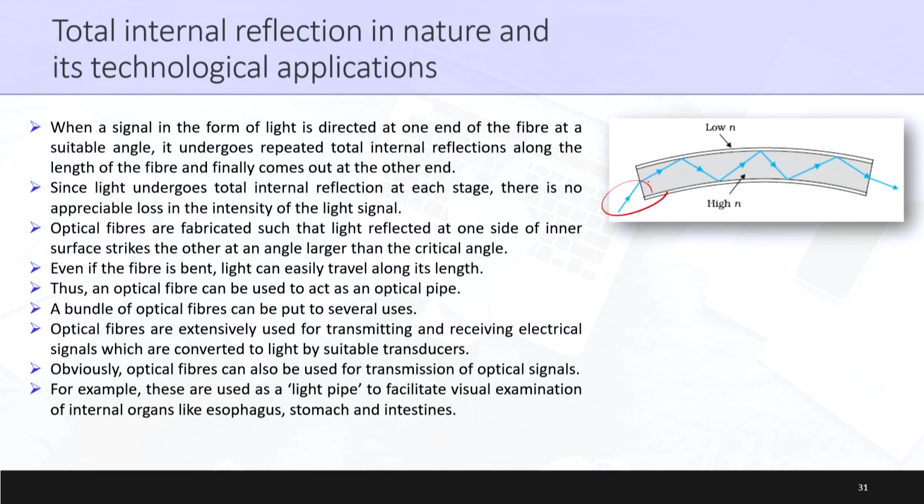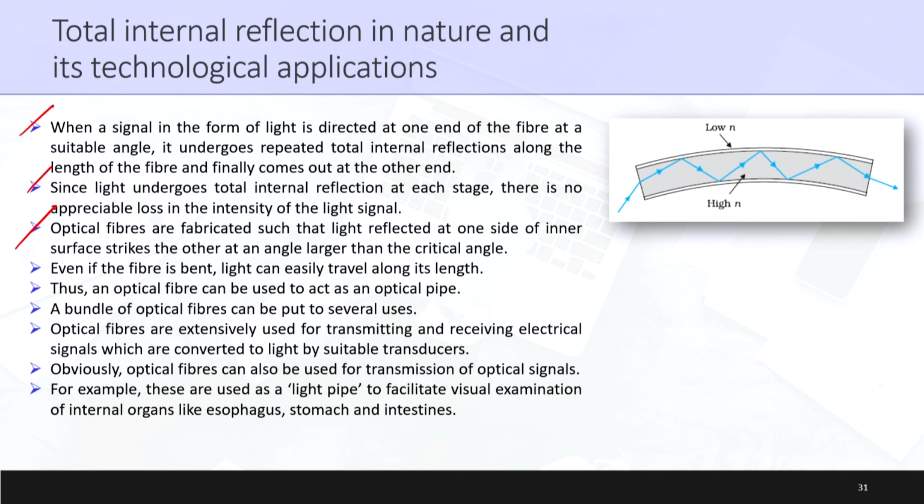So, this is the angle at which it was incident initially, and this is how it emerges out. Since light undergoes total internal reflection at each stage, there is no appreciable loss in the intensity of the light signal, which was the basic agenda of why we are using the total internal reflection concept. Optical fibers are fabricated such that the light reflected at one side of the inner surface strikes the other at an angle larger than the critical angle, quite evident, the basic principle of total internal reflection.